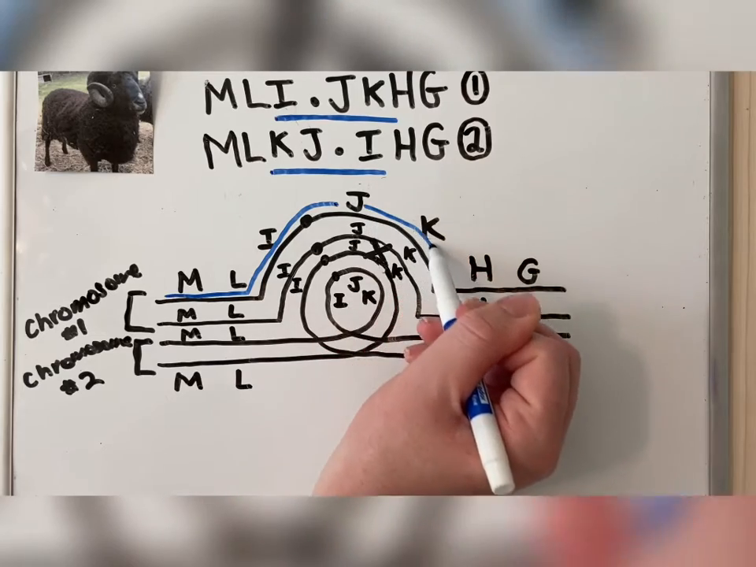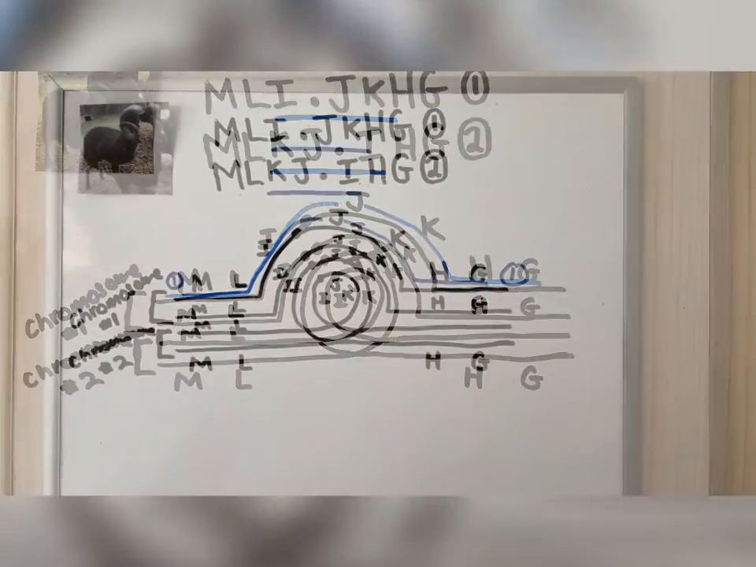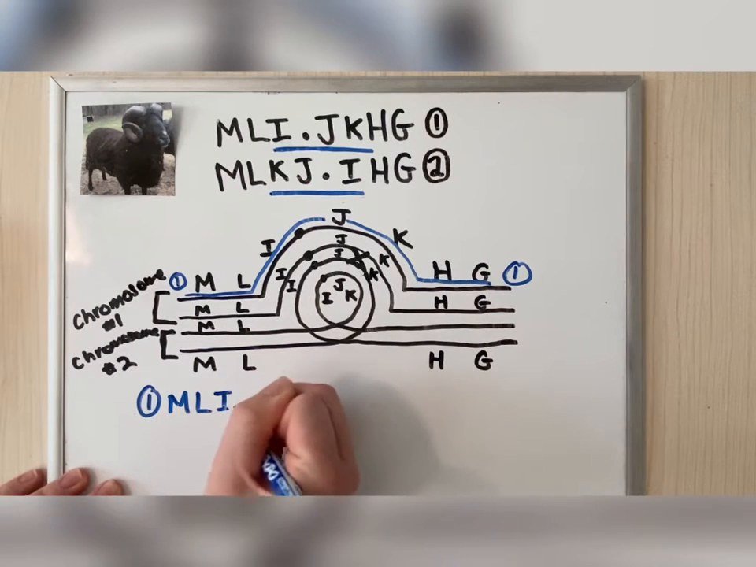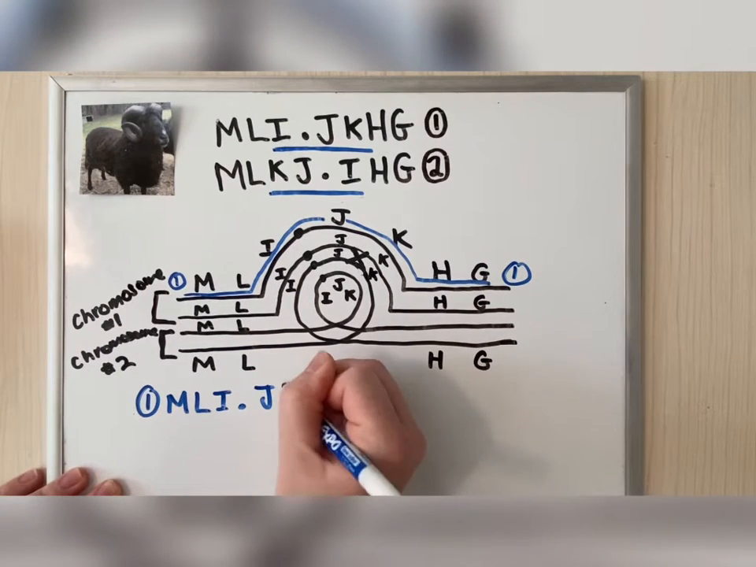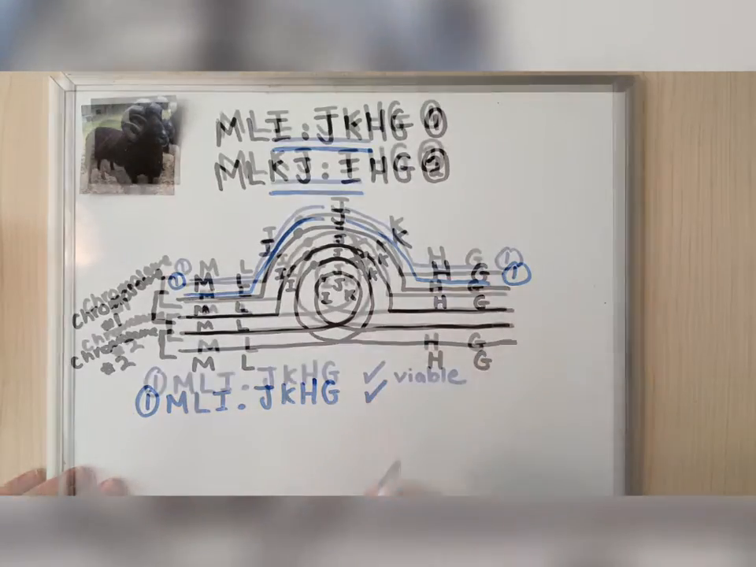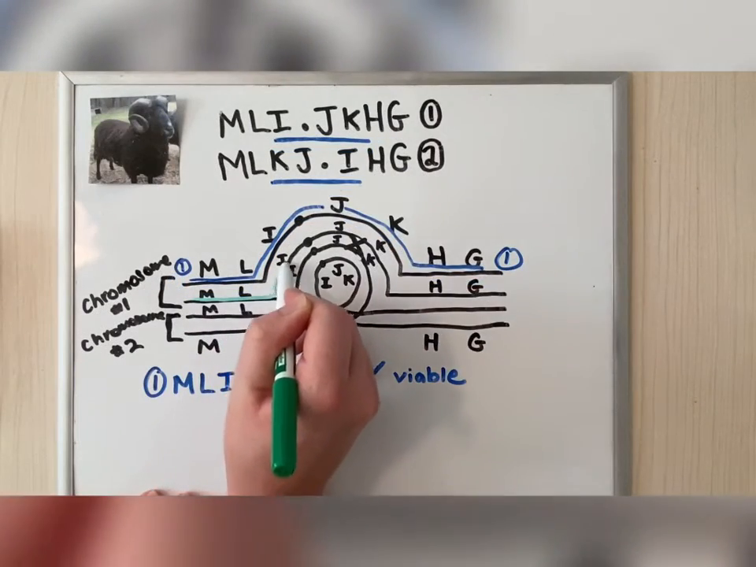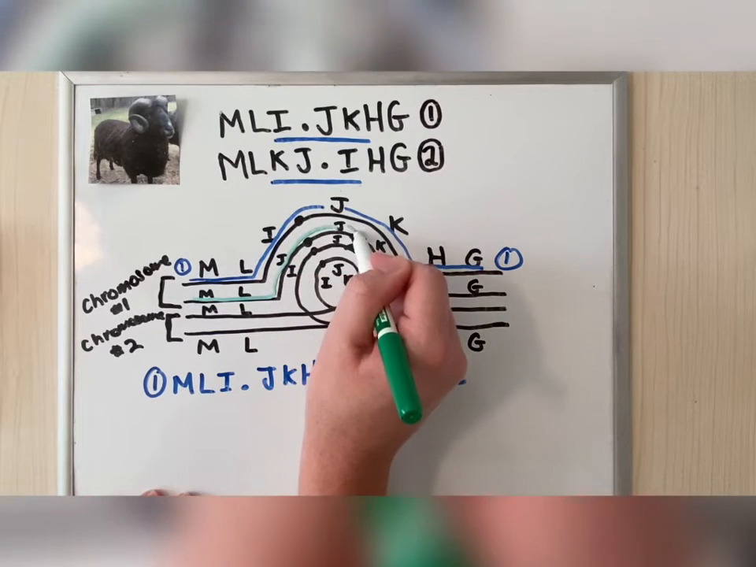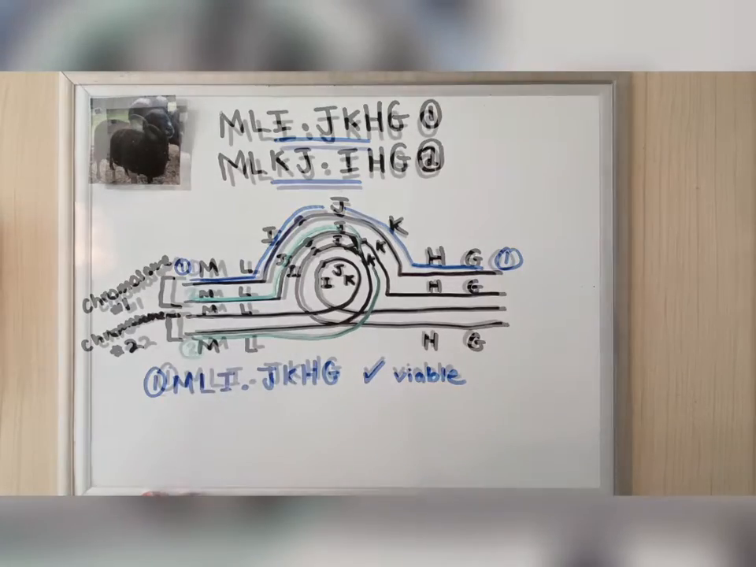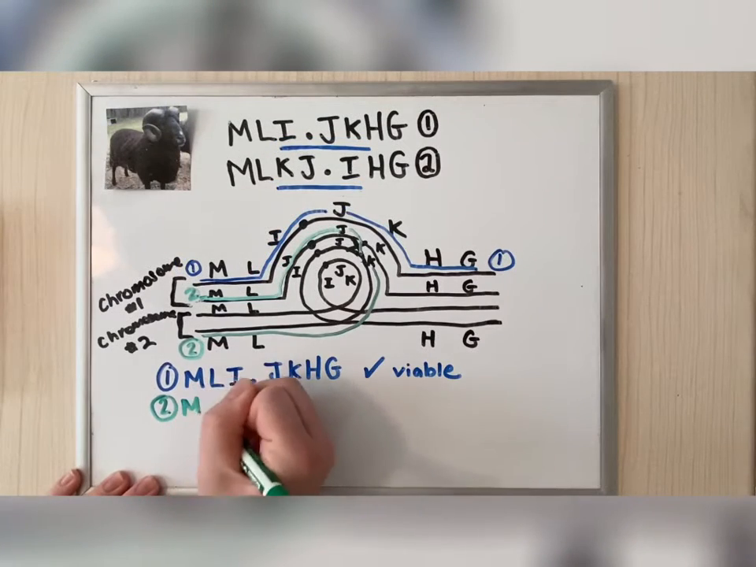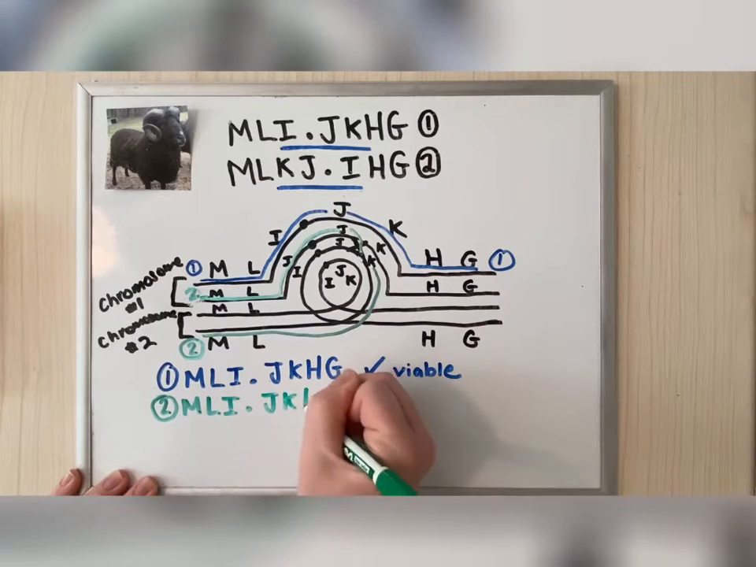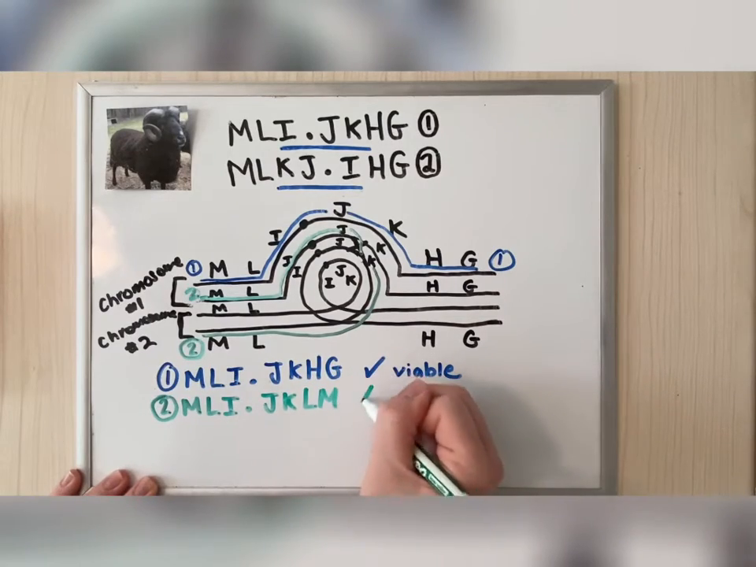First, following our top line, we can write the corresponding gamete below, chromosome MLI.JKHG. This is the exact same as our first parental chromosome, so this gamete is viable, meaning it can successfully lead to healthy offspring. Next, we can follow line 2 from MLI.J to the crossover where we move down a strand to KLM. This produces chromosome MLI.JKLM, which is not viable because there are multiple copies of the genes found in regions M and L and no copies of the genes coded for in regions G and H.